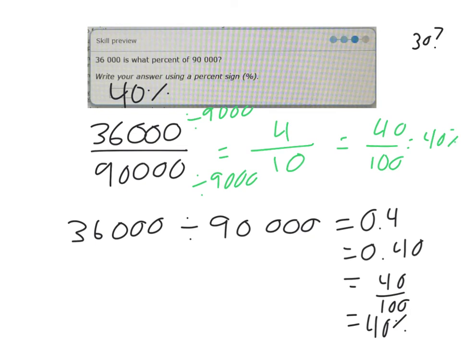I didn't notice that right off the bat. Some of you might have. Good on you if you did. But remember, we can always default with the calculator if those things don't jump out at us. Okay, good luck with this section.